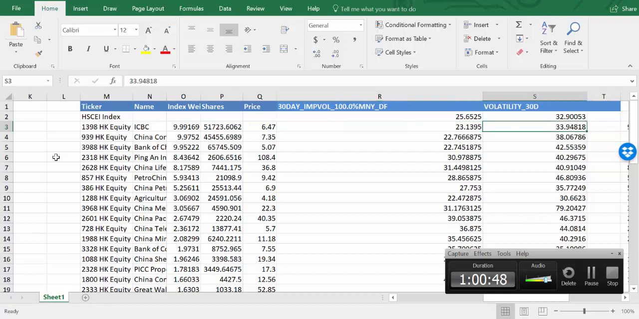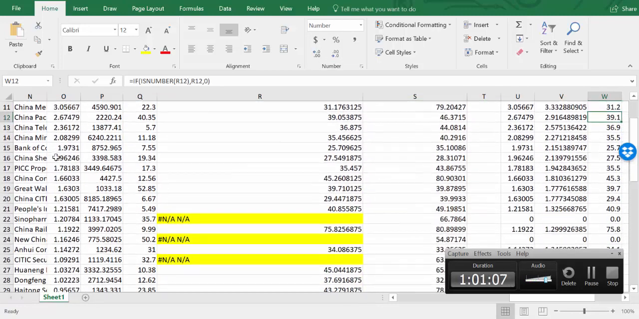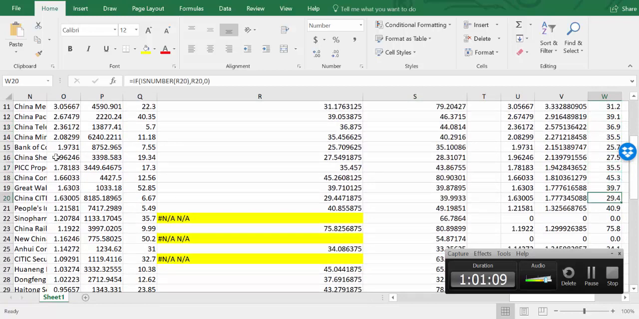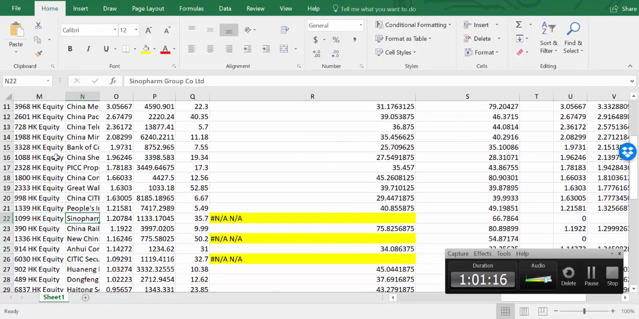ICBC, sorry. So the implied vol was 23, but the historical 30-day vol was 34, and then you would use the 23. Now, in some instances, the ones that are highlighted yellow, what are these? They are very small companies, Sinopharm Group. So at the time, they didn't actually have an option market.